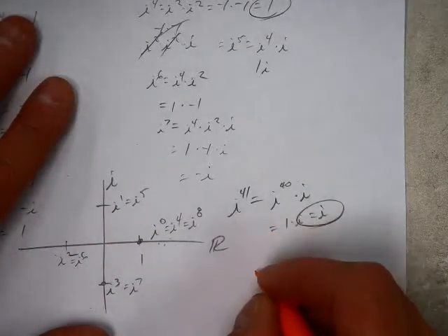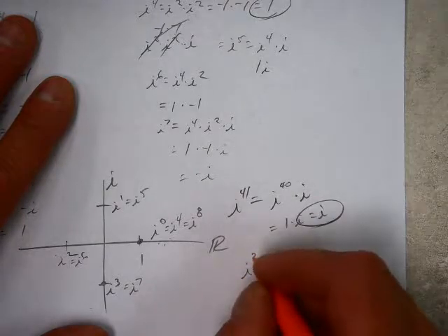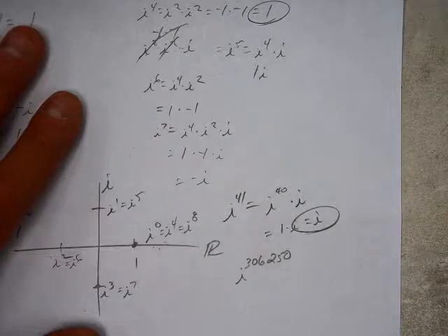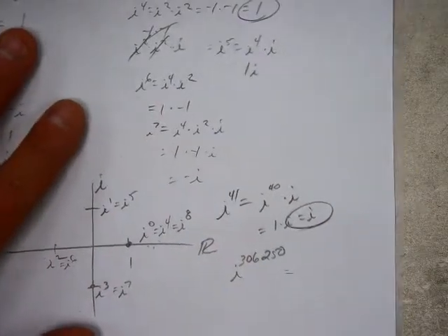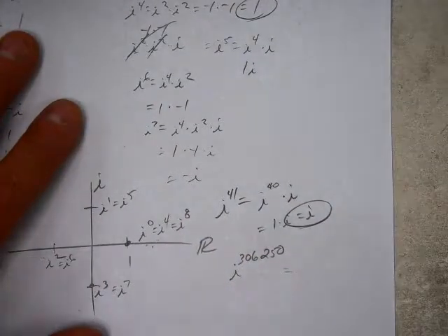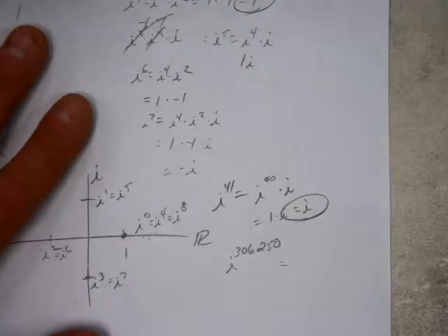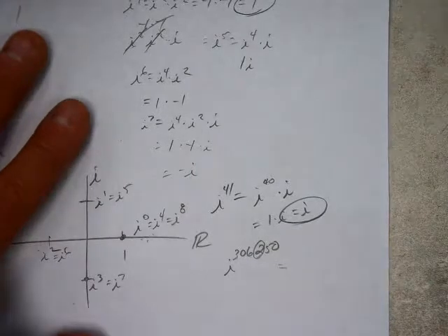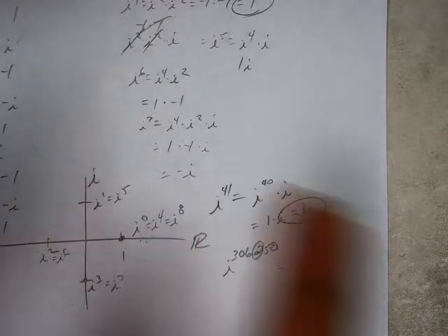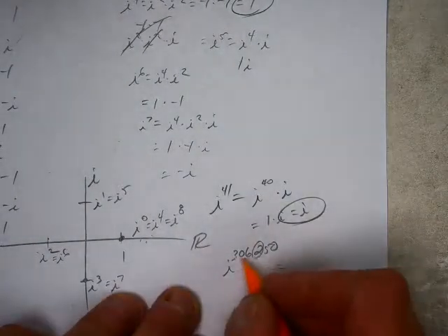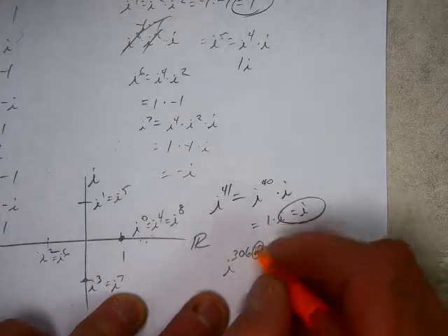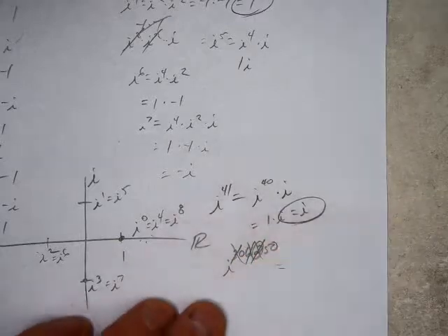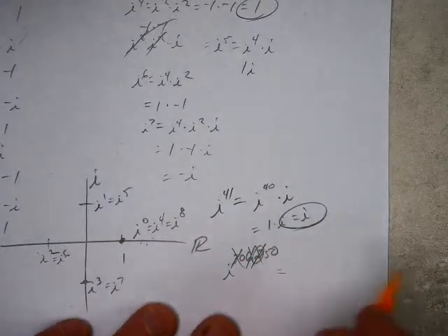And then from there, i to the 1st, i to the 2nd, i to the 3rd. So for example, if I did i to the 306,250th, I want to be able to do that. Remarkably easy. Why is this? Is 200 a multiple of 4? Yes. Everything from here on is a multiple of 4, because 100 is a multiple of 4, 1,000 is a multiple of 4, 100,000 is a multiple of 4. So all we got to look at is our last two digits.